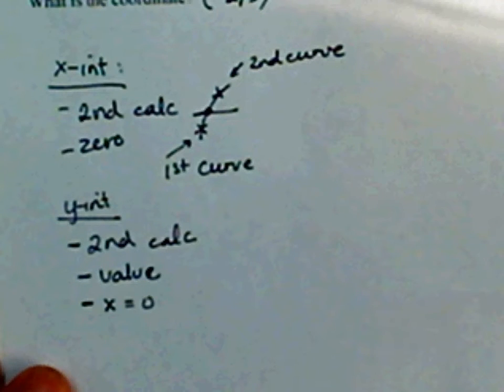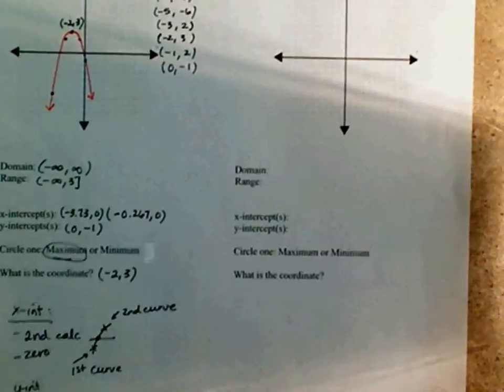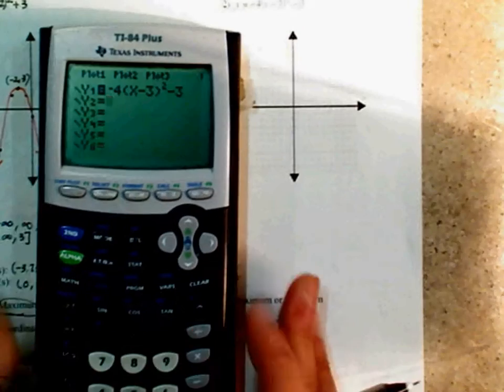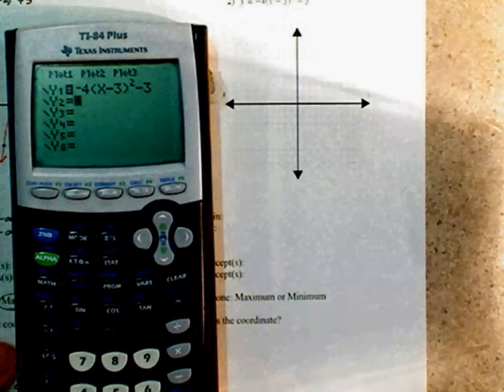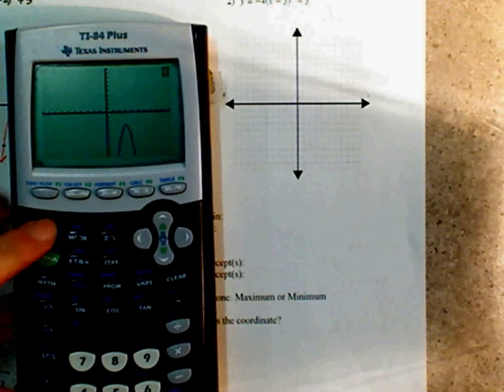Okay, let's go to number 2. I'm going to go a little faster on number 2. Okay, here we go. Go ahead and type that into your calculator. So you got -4 parentheses, x minus 3 parentheses, squared, minus 3. Notice what I have typed into my calculator. Okay? Hit graph so you have an idea of what it looks like. You guys see that graph? Okay. Second table. Write down some points.